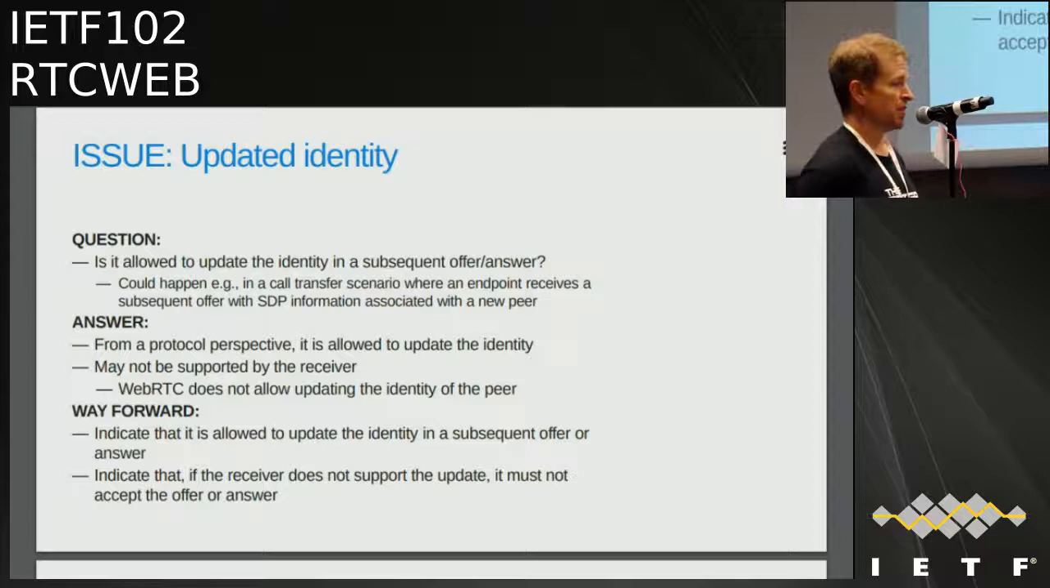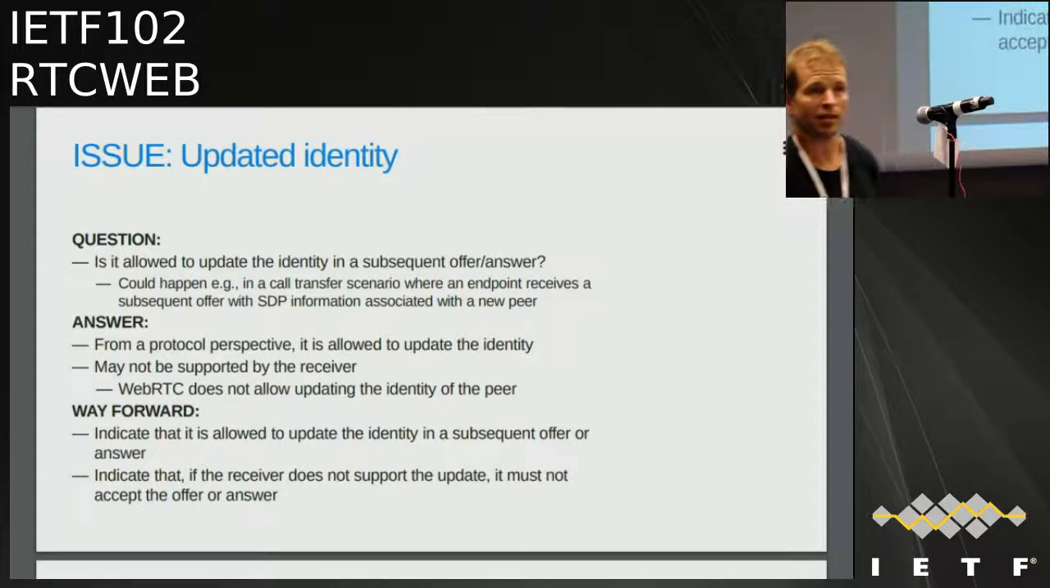For example, WebRTC does not allow updating the identity of the peer. So the suggested way forward here is that you say, yes, you can do this, but also indicate that this is not something that anyone must support. If the receiver doesn't support it, it doesn't accept it. It could, for example, not accept the offer or answer, or do something else. We don't need to go exactly into those details, but the important thing is that we're not going to mandate endpoints to support it, though it is allowed from a protocol perspective.